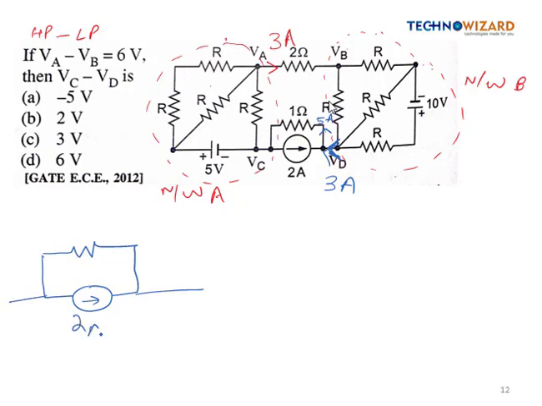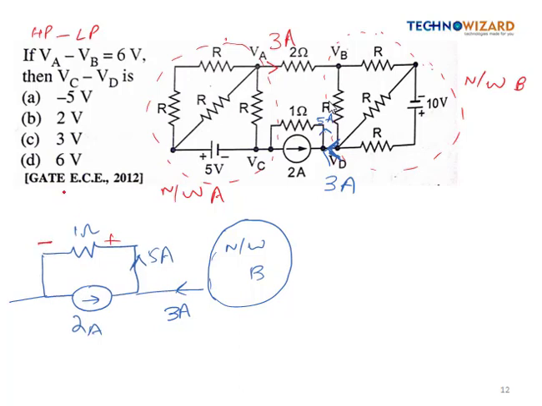So this is 2 ampere source, and this is 1 ohm, from here which is network B. So from here 3 ampere current is coming out, so in this 1 ohm 5 ampere current will flow, right? So current is entering, so this terminal will be positive, this will be negative, so the drop will occur like this. So voltage drop across the 1 ohm resistance will be 5 volt, right?